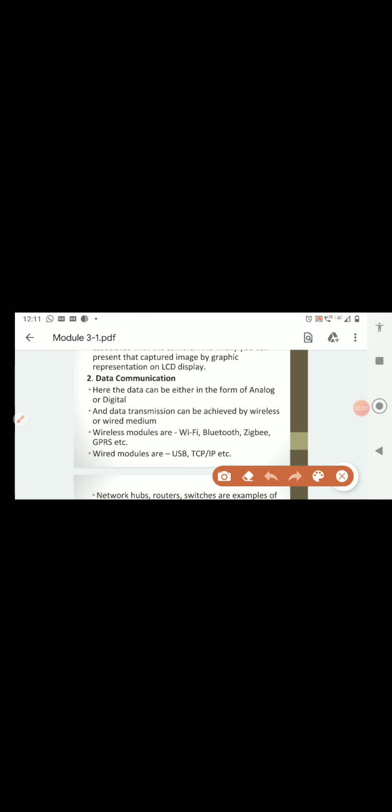If you consider wired modules, what are the wired modules available? The LAN cable that you can use, TCP/IP, and USB cables are wired modules, and there are many wired modules available. And in wireless we can use Wi-Fi, Bluetooth, Zigbee and GPRS. We are going to see all these wireless modules in the upcoming classes.